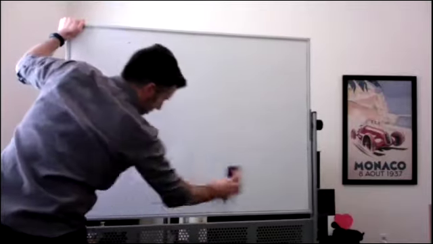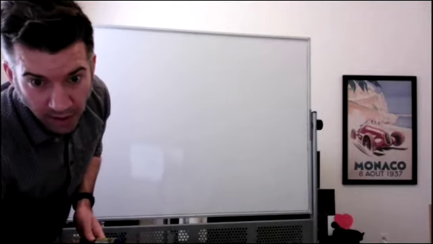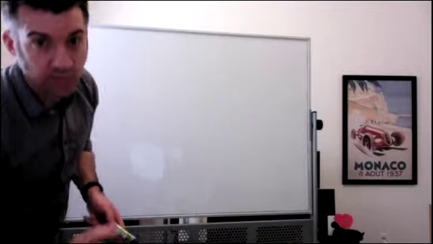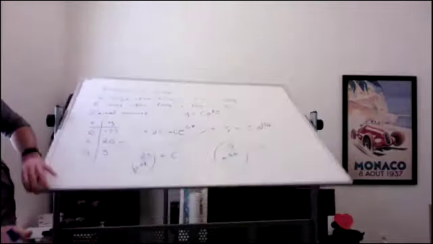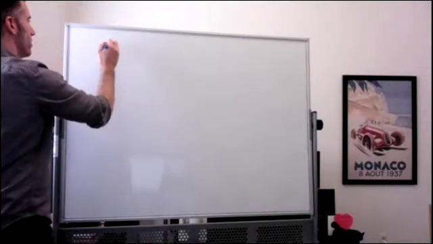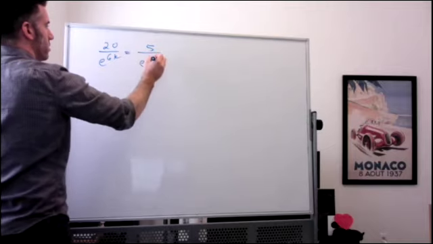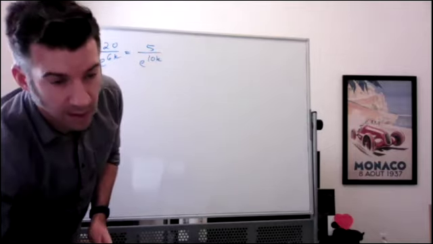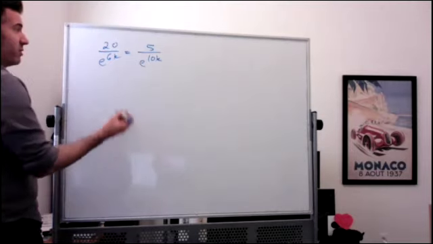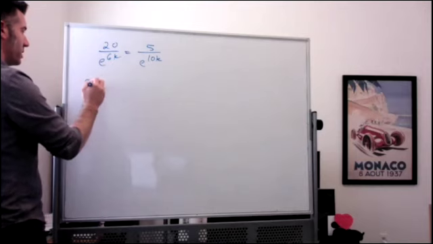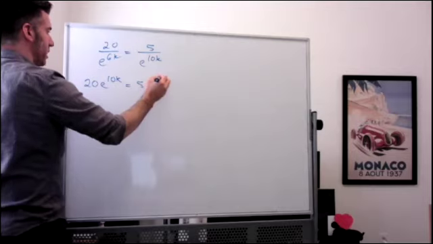So again, this is in the same vein as problems 4 and 12 on homework LPS 24. I'm going to set the 2 things equal to each other. The 20 over e to the 6k equal to 5 over e to the 10k. I'm going to try and solve for k. So I'm going to cross multiply. 20 e to the 10k equals 5 e to the 6k.